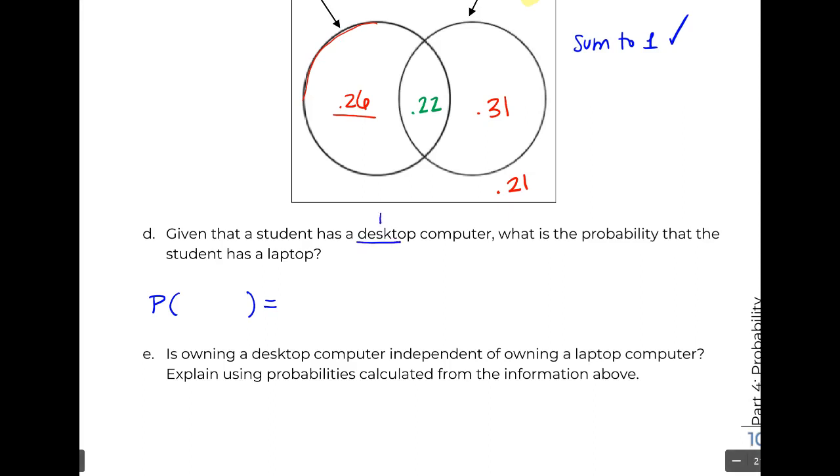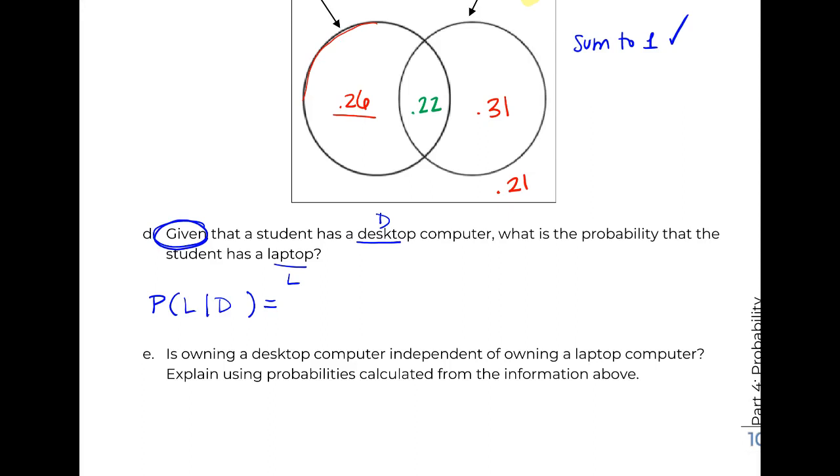We see desktop. We see laptop. No and or between them. And the most common thing is that students will give me an and, and I give almost no points. If this is a 5-point question on the exam, you're getting 1 point. So totally not a mistake you want to make. No and, but we do have a keyword of given, which means we know they have a desktop. What's the probability they have a laptop?